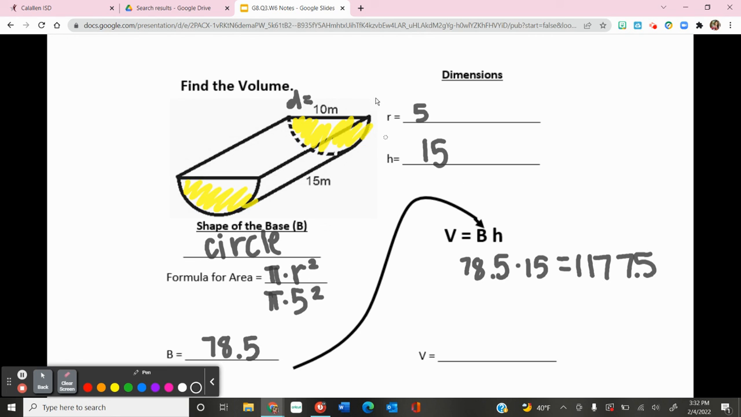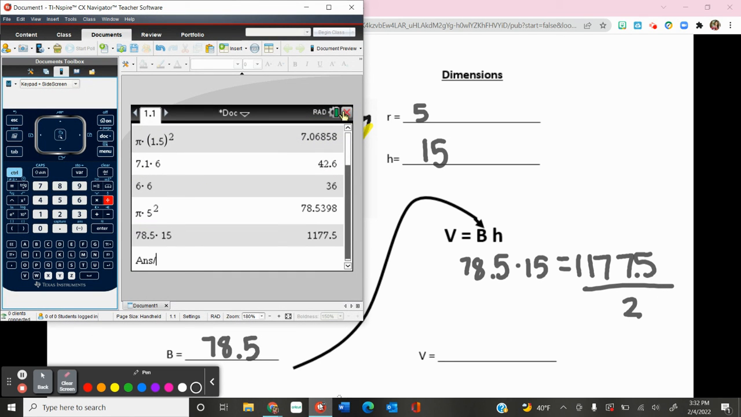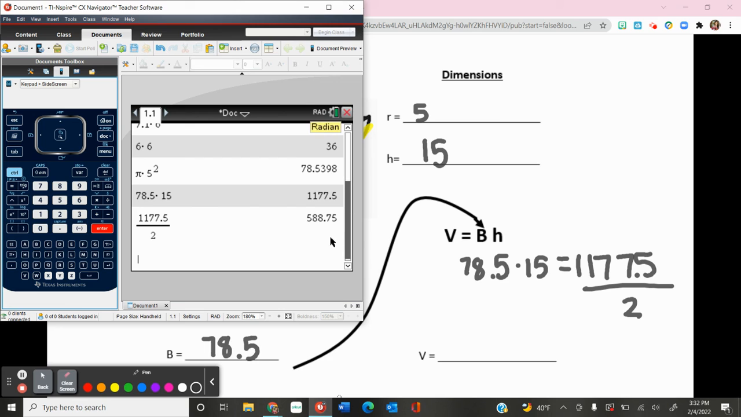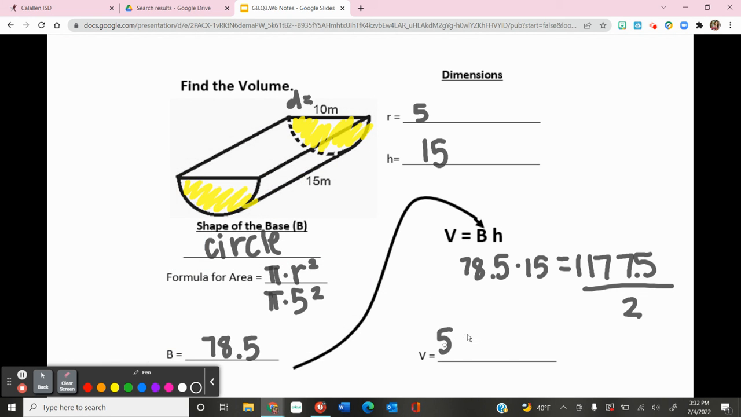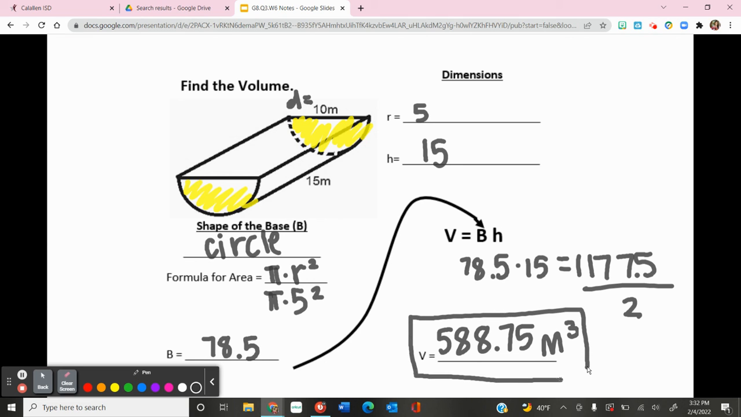But this, again, is half of a cylinder. So the answer we get here, we are actually going to divide by 2. Dividing that by 2, we find the volume for this half cylinder is going to be 588.75. And my unit here is meters. And since, again, we're talking about volume, this is going to be cubed. And that completes your notes on volume of cylinders and prisms.